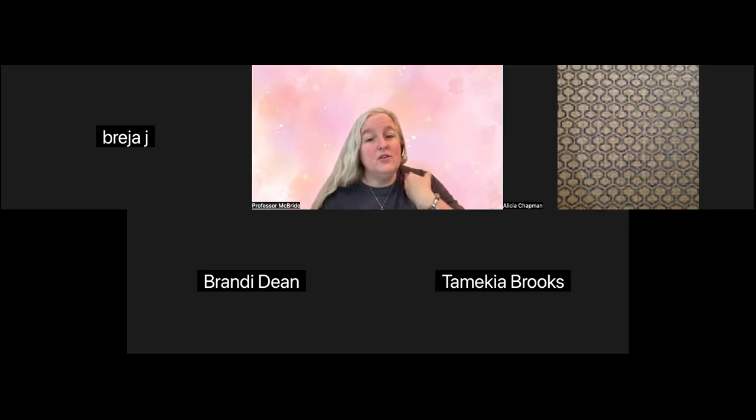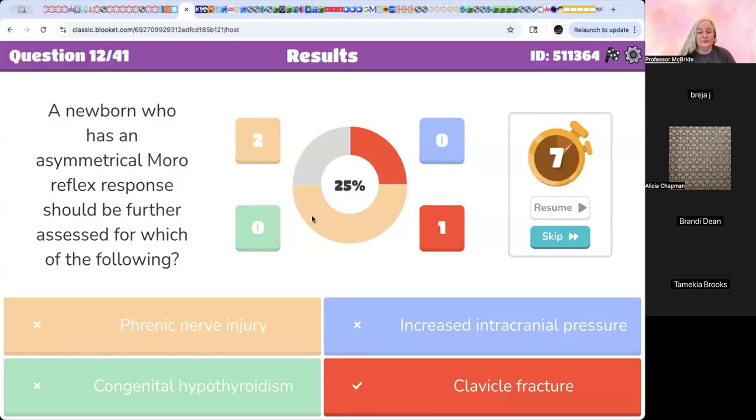With the clavicle fracture, that often happens with the suprapubic pressure that we might have to do with a shoulder dystocia. The brachial plexus injury also happens with a shoulder dystocia, because if they're putting a lot of traction on that, pulling on the head and trying to pull downward to get the shoulder to come underneath the pubic bone, it can stretch or tear the brachial plexus. And so this one is going to have no movement when you do the Moro reflex. Okay, so in the question, we had asymmetrical movement, so that's clavicle.